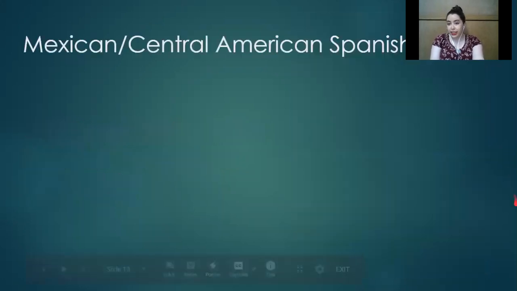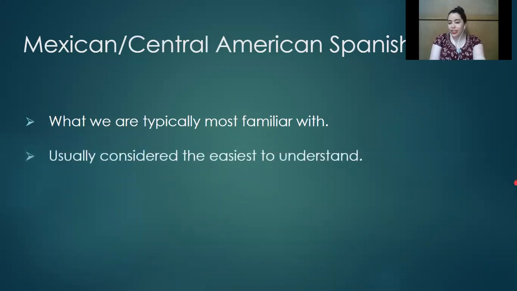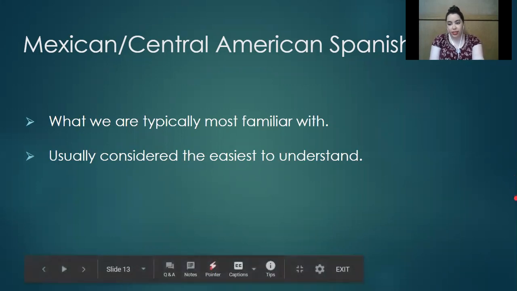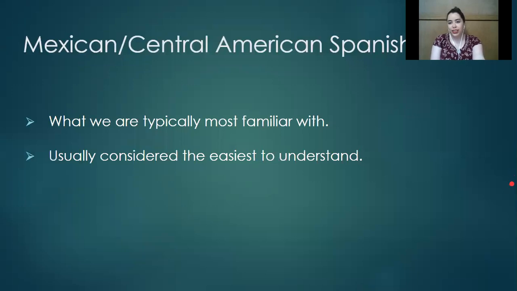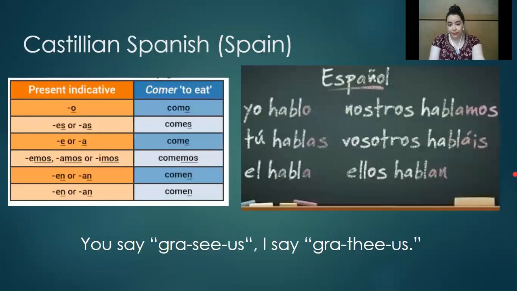So first is Mexican and Central American Spanish. This is obviously what we're most familiar with, being it's so close to us. And it's usually considered the easiest to understand just because they enunciate more and talk a little more slowly than some of the others. So for someone learning Spanish, this is usually considered the best place to start. Mexico is the largest Spanish-speaking country in the world.